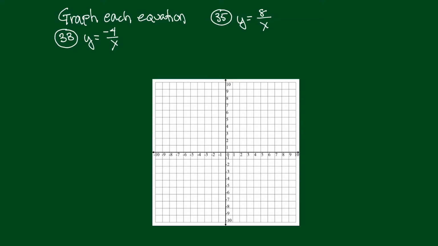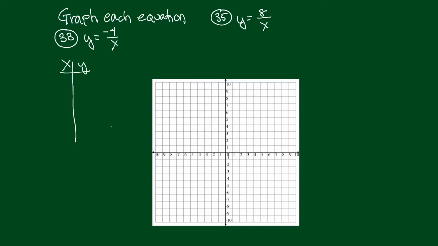Let's graph both of these equations here. And notice these are rational equations because we have the variable in the denominator. So in number 33 and 35, we'll set up tables for them, and I'm going to graph both of them on this coordinate system. Let us set up a table here.